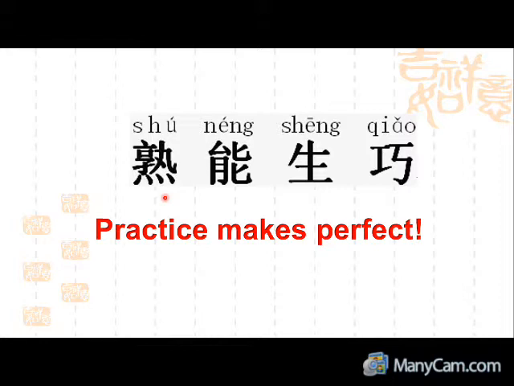They are actually part of Chinese literature, and they have a very special word order to them. This particular one is called 树能生巧. Some people pronounce the first one wrong, as in 树. It's 树能生巧. So, practice makes perfect.